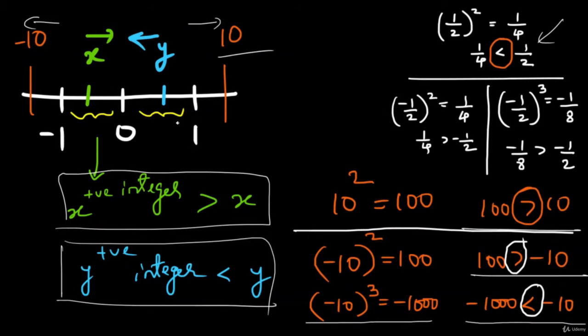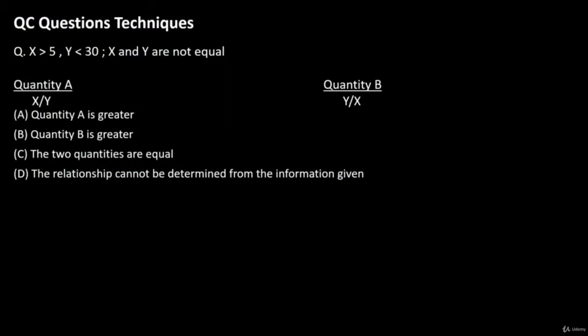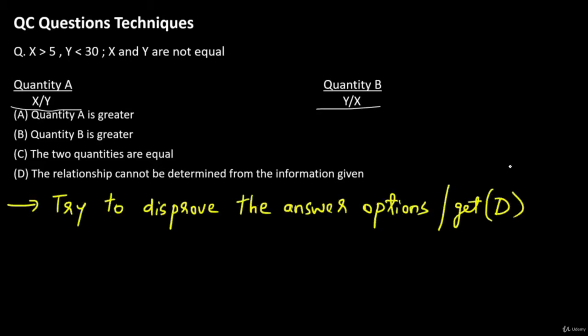All right, now let's do one more question. The question reads, x is greater than 5, y is less than 30, x and y are not equal. So this is the question stem. Now quantity A is x divided by y and quantity B is y divided by x. Now remember, the approach should be to try to disprove the answer options or to get the answer as D, to get different relationships between the two quantities. So over here we have x, we have y, and quantity A is x by y and quantity B is y by x.